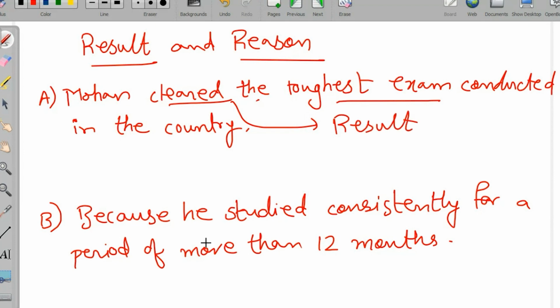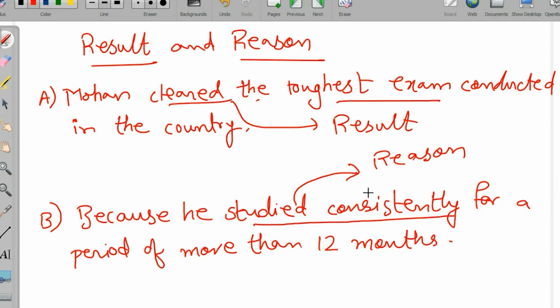And in statement B, they tell us why he cleared the exam. Now, why did Mohan clear the exam? Because he studied consistently. So studying consistently shows us the reason. Okay. I hope you are getting my point.